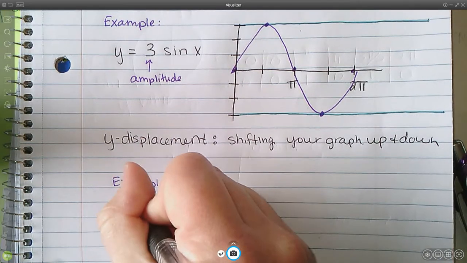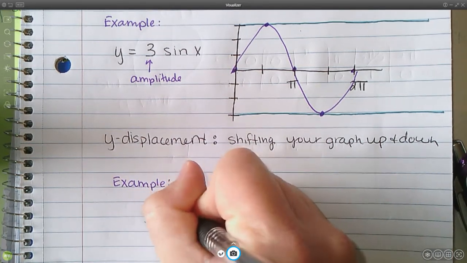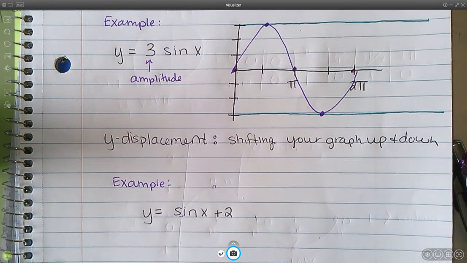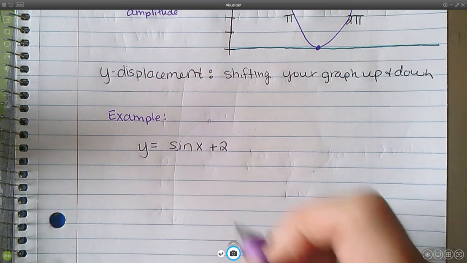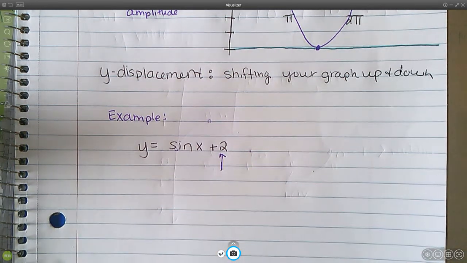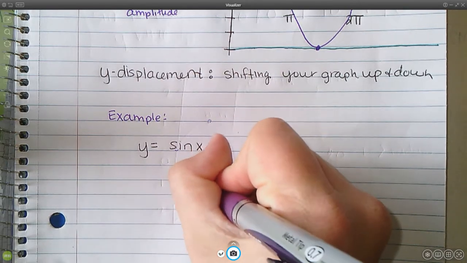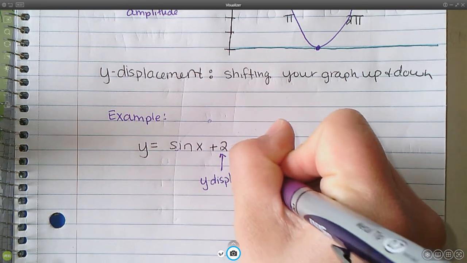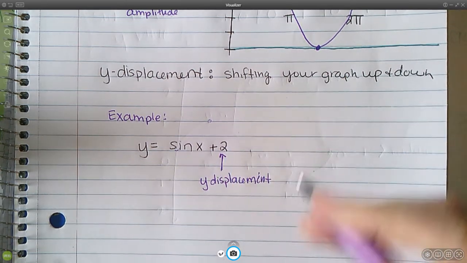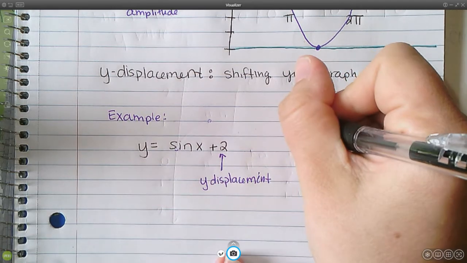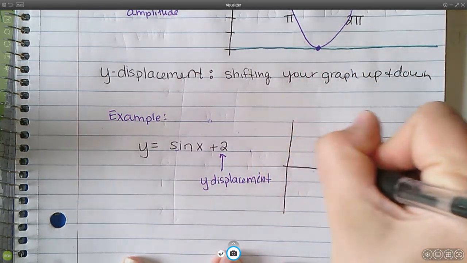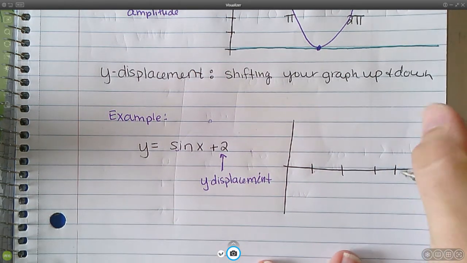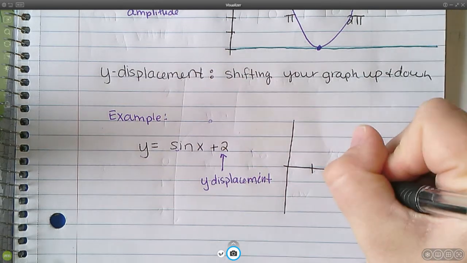If I have y equals sine of x, let's just do plus 2. Whenever you add or subtract something at the end, this is going to be your y displacement, and all it's doing is shifting your graph up and down. Okay, so make our graph, 4 little points. This one's at 2 pi, and this one's going to be at pi.